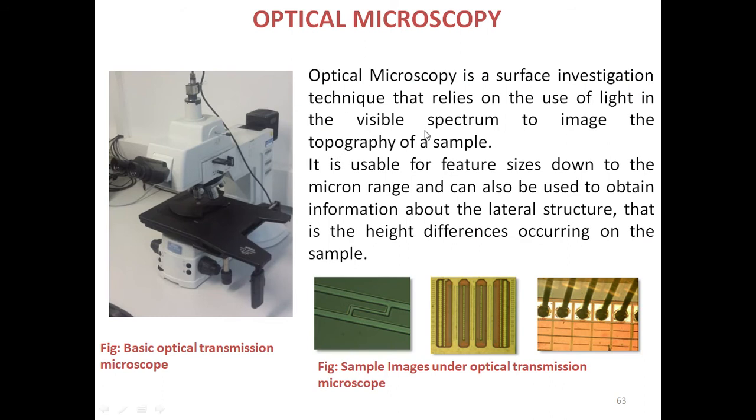Optical microscopy is a surface investigation technique that relies on the use of light in the visible spectrum to image the topography of a sample. Here you can see sample images under an optical transmission microscope. So you can see various channels, lateral structures and the height differences which occur on the sample. These are samples of some electronic circuit board.